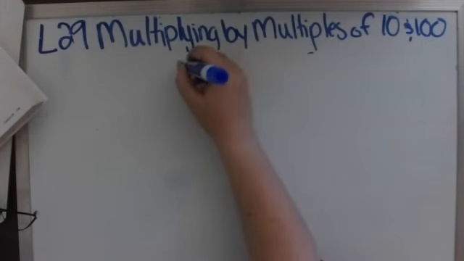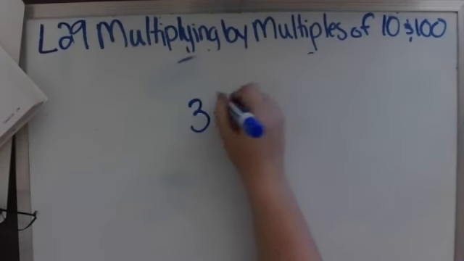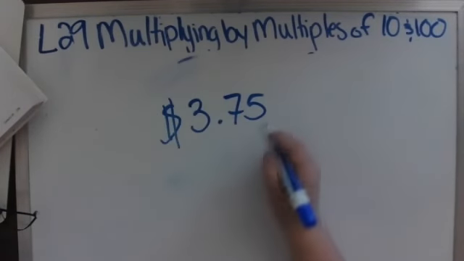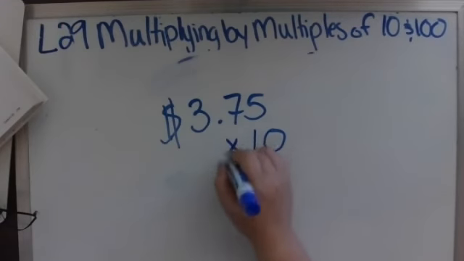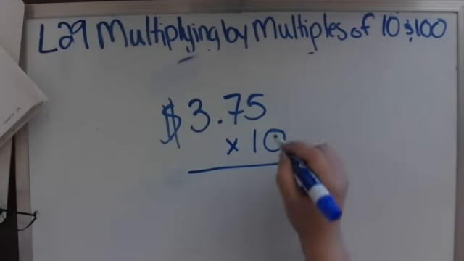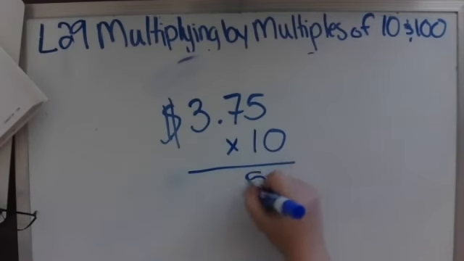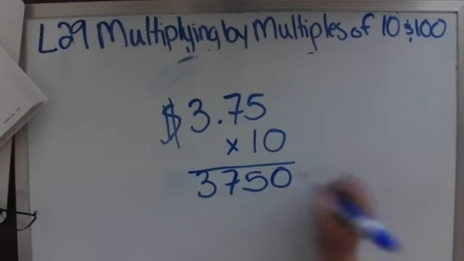So we have $3.75, and I am timesing it by 10. So I'm going to offset and I'm going to multiply. So remember, I'm ignoring this 0 for the moment. 1 times 5 is 5. 1 times 7 is 7. 1 times 3 is 3. And I bring the 0 down.